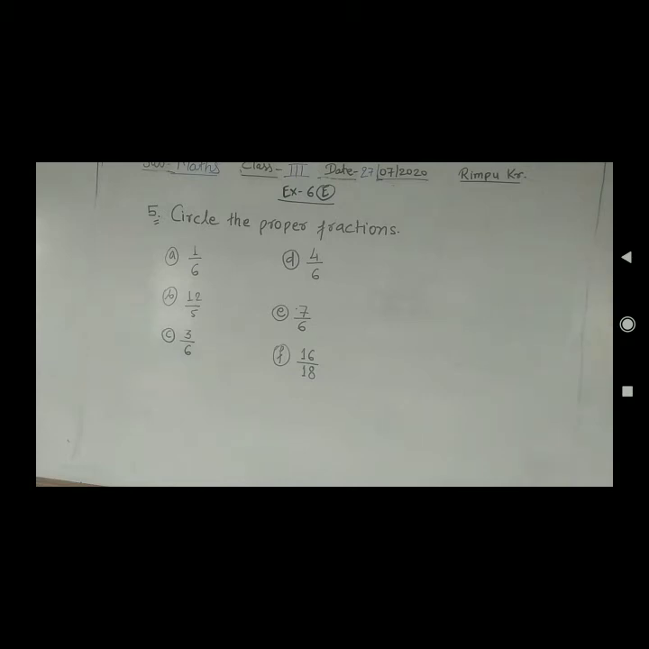Now you check question number 5a. Here the numerator is 1, the denominator is 5. That means the numerator is less than the denominator. So in exercise 5a, the fraction is a proper fraction. Just circle it.